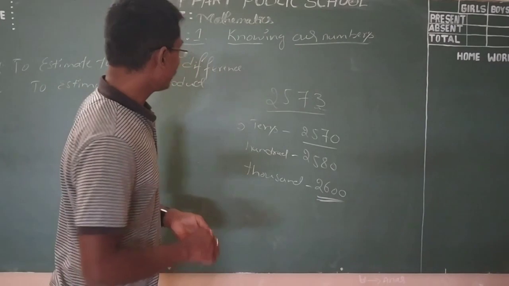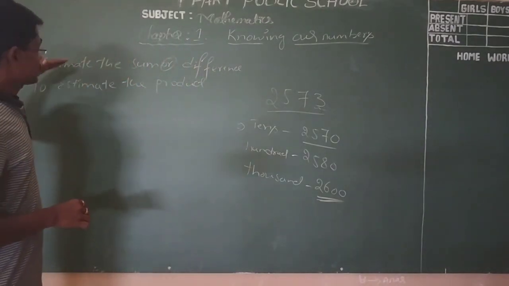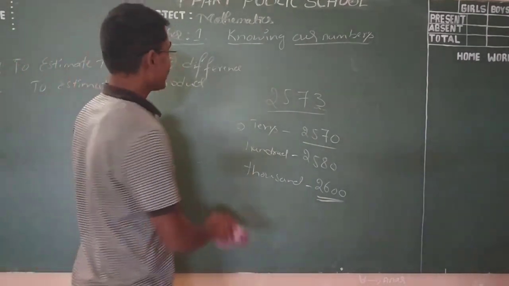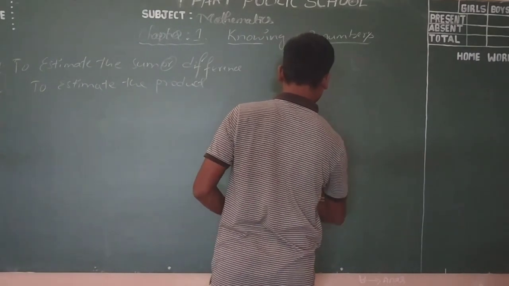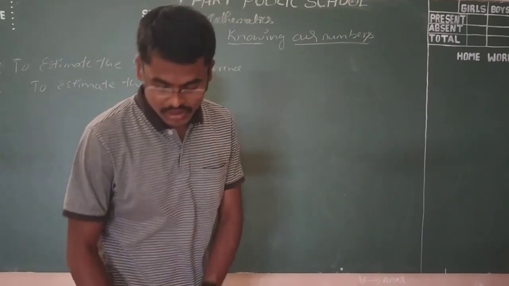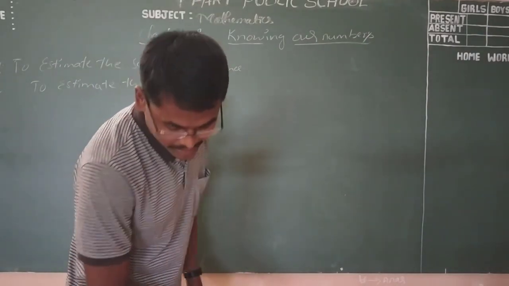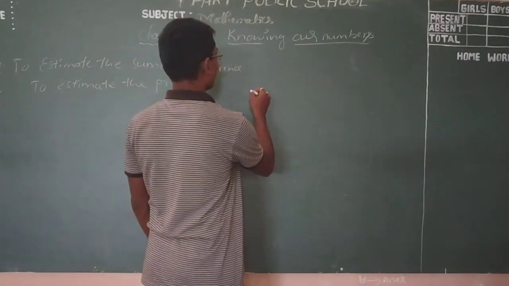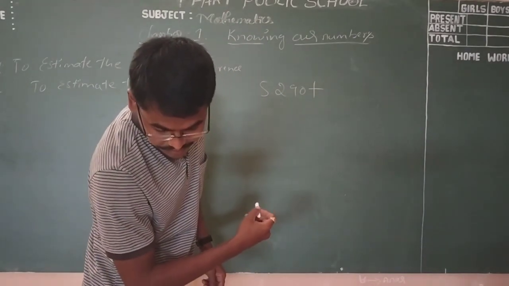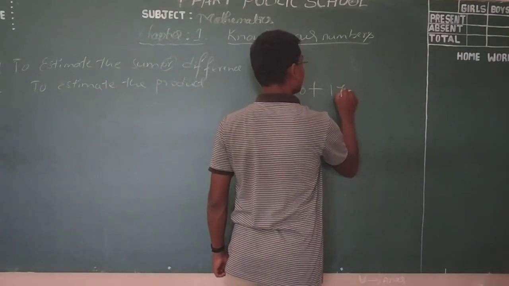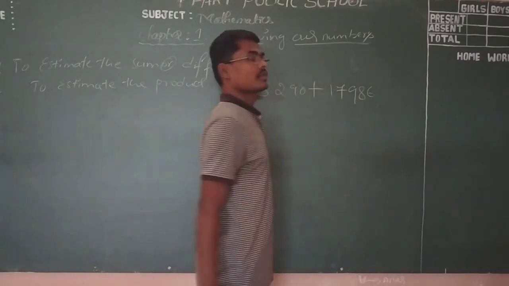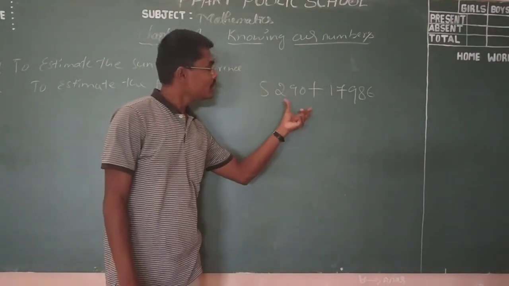Now, I am going to start with estimating the sum or difference. How can we estimate, how can we round off the given numbers? Look at your textbook, they have given one example regarding this. Estimate 5,290 plus 17,986. This is the given number, and you are going to estimate it.